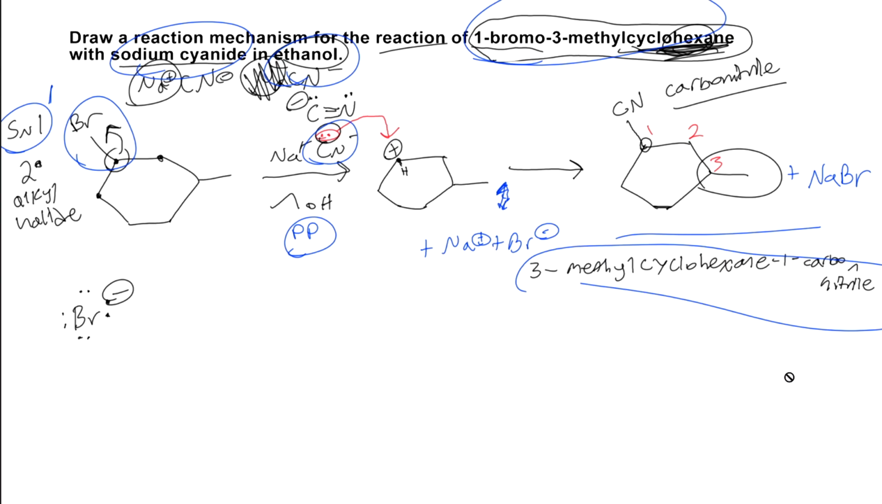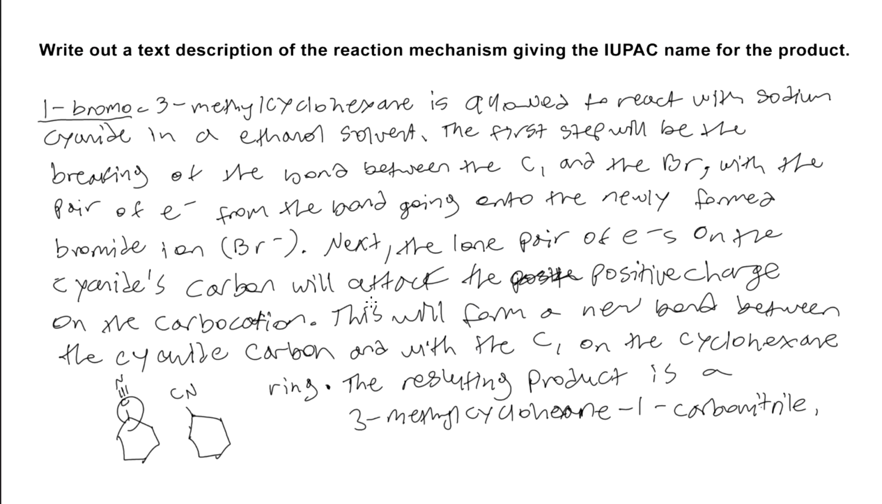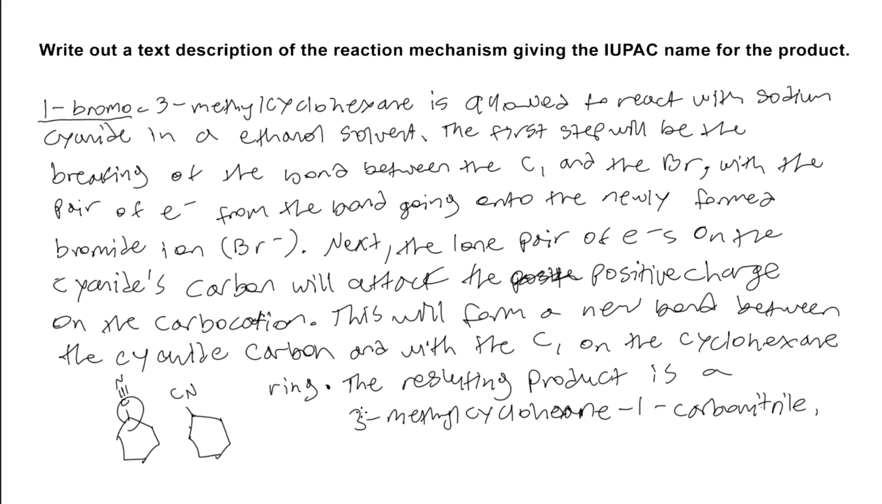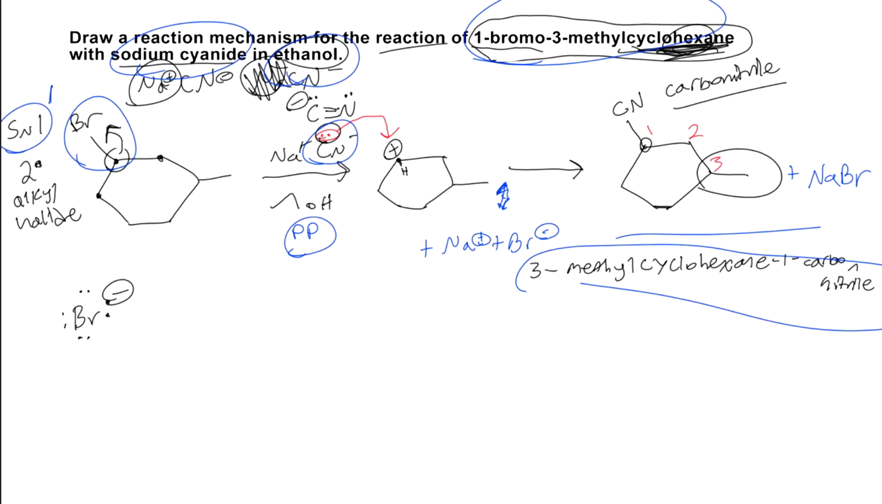And what ends up happening, and this is the sentence we end up forming here, that says this will form a new bond between the cyanide carbon and the carbon in the 1 position on the cyclohexane ring. And again, that is what we see, and we have our product. And again, the last step is just to go ahead and name the product and say that the resulting product is a 3-methyl cyclohexane 1-carbonitrile, which is the name that we determined here.